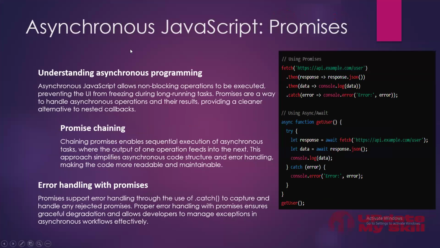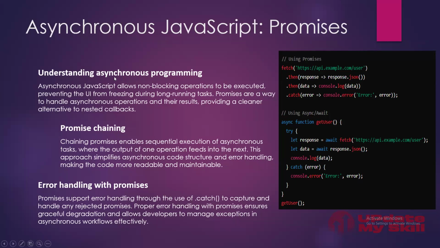So the next topic is asynchronous JavaScript and promises. So what is asynchronous? Do you know? Sync and async. Sync is doing things order-wise, so it will wait one by one. Asynchronous is when data doesn't come in order. So that is async.